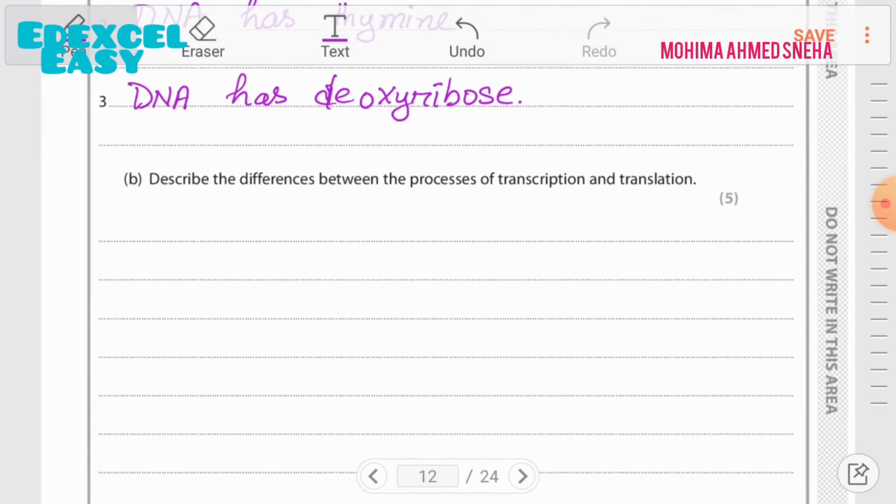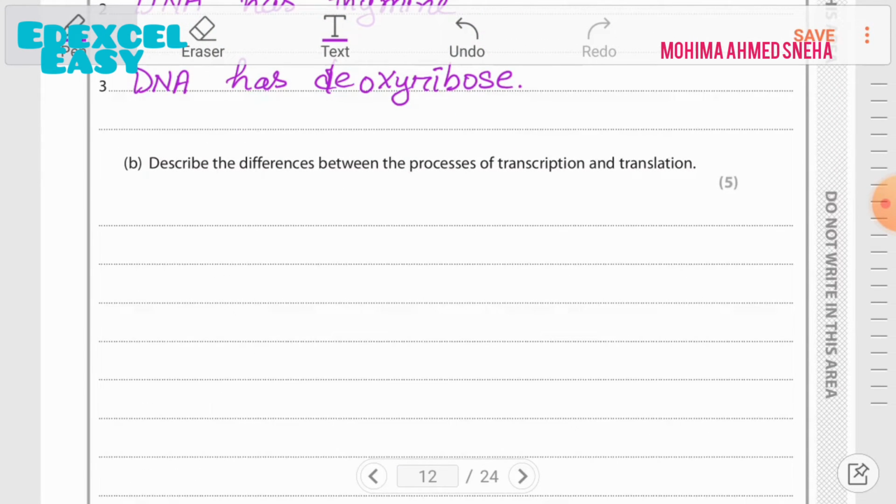Moving to part B, describe the differences between the process of transcription and translation. So this is actually a more memorized answer. You should actually memorize the answer for this specific question, because these are really common. So let me first explain it to you.